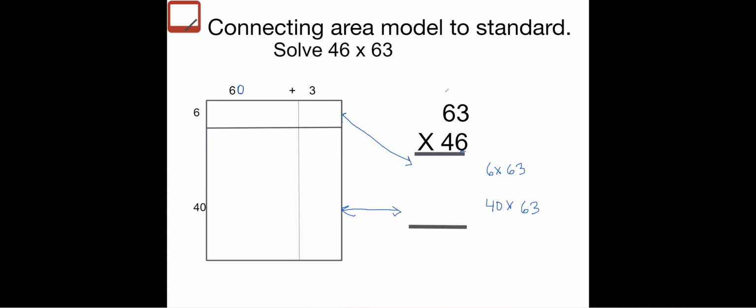6 times 3 is 18. We'll carry our 1. 6 times 6 is 36 plus 1 more is 37. Now I'm going to do my second row. 4, 40 times 63. Well, that's a 40, so I'm going to put my 0 in right away. 4 times 3 is 12. Put down my 2, carry my 1. 4 times 6 is 24, plus 1 more is 25. Add.